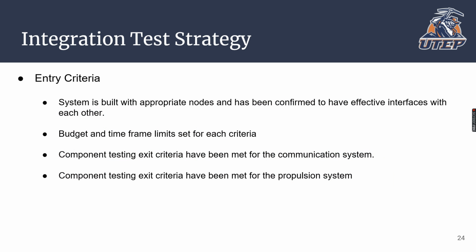And here we have the entry criteria for our integration test strategy. The entry criteria is that the communication subsystem and the propulsion subsystem have both been verified in their own component testing. This is to make sure that no defects start propagating into the integration test when we start combining the two systems together. Part of the tests is that we test both systems to get a response, so we need to make sure it's from the integration testing rather than the actual component testing.